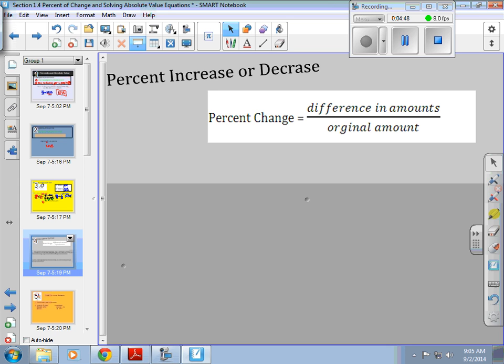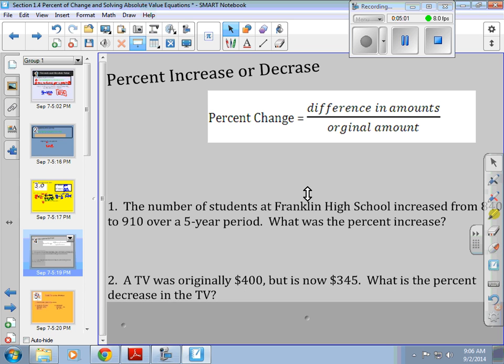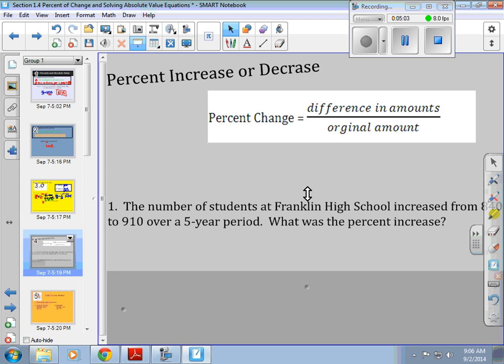All right, now we're going to look at percent increase or decrease. So in order to find the percent change, we look at the difference in the amount over the original. Okay, so let's look at an example. The number of students at Franklin High School increased from 840 to 910 over a 5-year period. What was the percent increase?